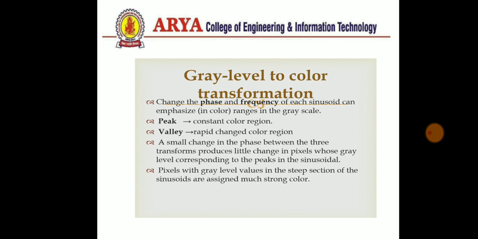So when we perform any small or little change between these phases of the three transformations, that is red, green and blue, it will also produce little changes in the pixels of the image. So by these changes we can differentiate or adjust the color attributes of each and every pixel, so that we can use different colors for different attributes and we can get different images.